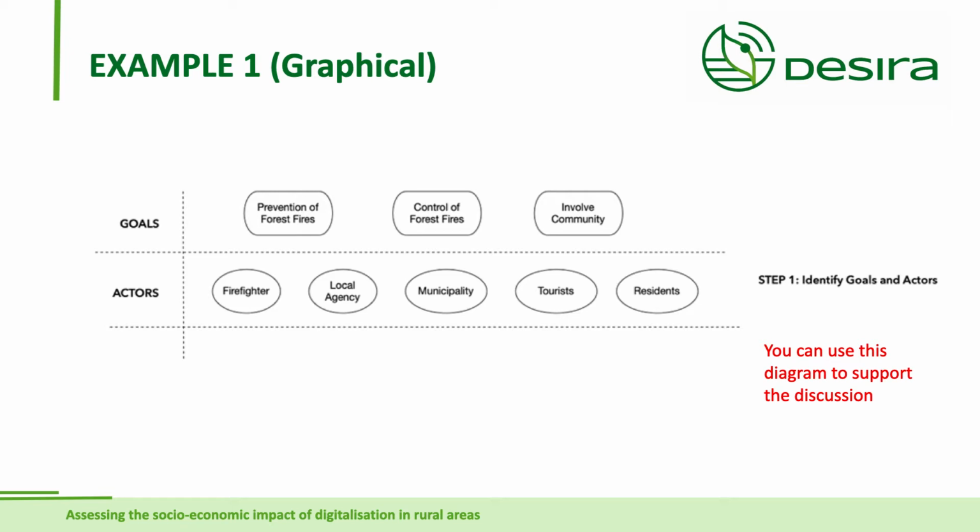To support the discussion, you can use a diagram similar to this one, in which you list goals on top and in which actors are listed at the bottom. To identify more actors, you can ask, who is contributing to this goal? To identify more goals, you can ask, what are the goals of this actor?